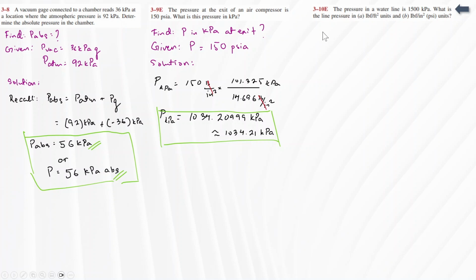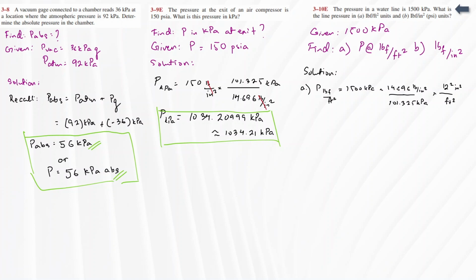And then here we go with 3-10, another conversion sort of problem solving. In this case, the pressure in the water line is 1,500 kilopascals. We're being asked what is the line pressure in A, pound force per feet squared, and then B, pound force per inch squared. It's pretty much straightforward now. It's a literal conversion problem. So I do hope you still know your conversion. In this case, we have 1,500 kilopascals.